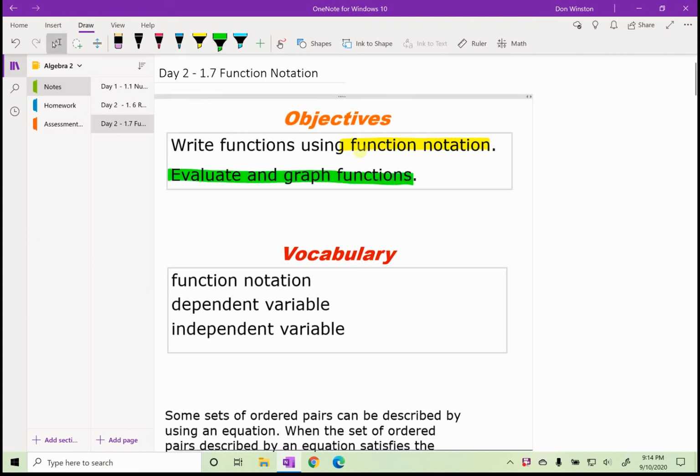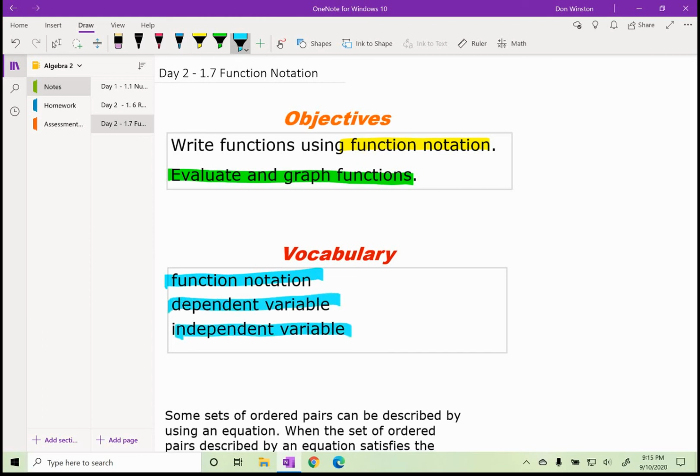Algebra 2 is all about understanding functions, all the functions you will learn in Algebra 2, so graphing is very important. We have some vocabulary terms here: what do we mean by function notation, and what are the dependent variable and the independent variable. Hopefully you'll understand everything at the end of the lesson.